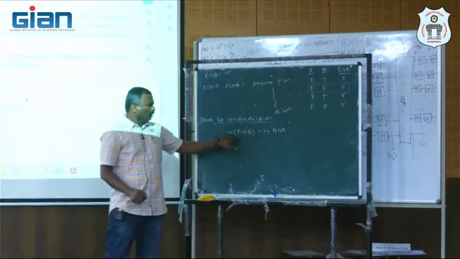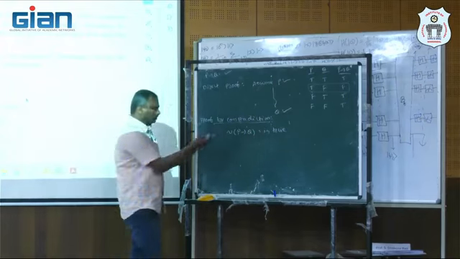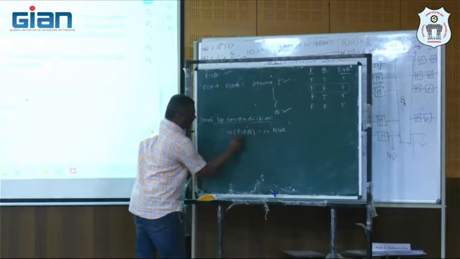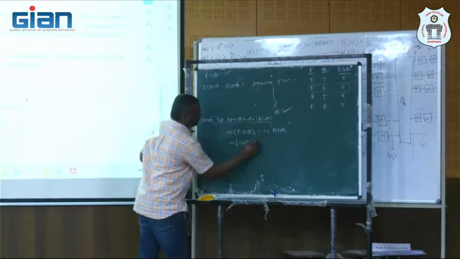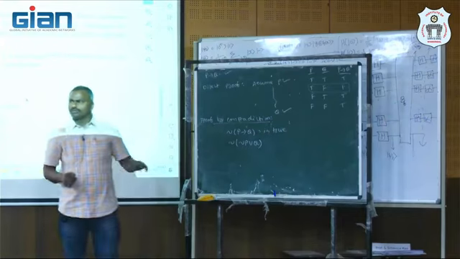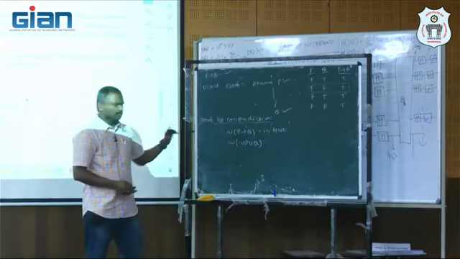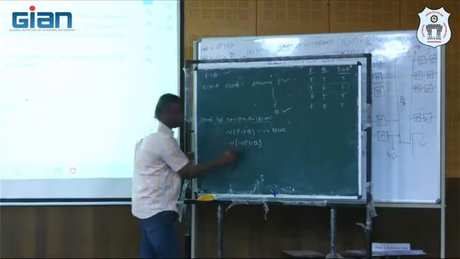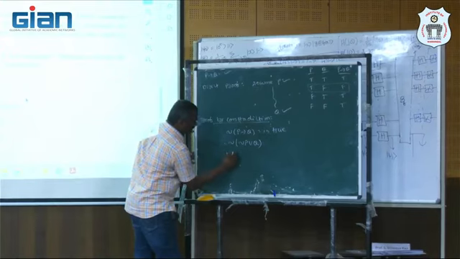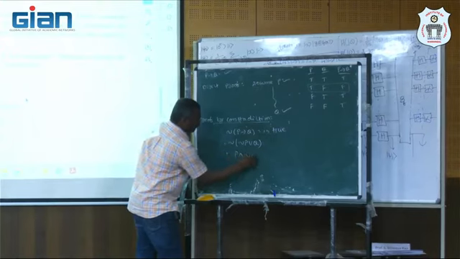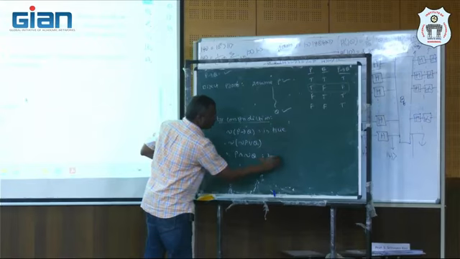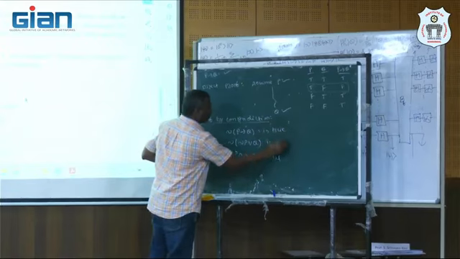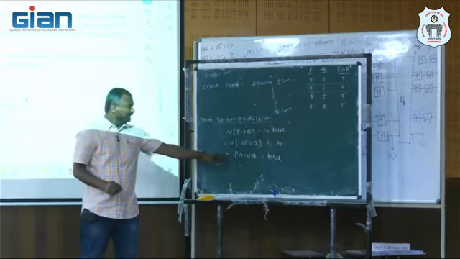Okay. What is P implies Q? There is an equivalent formula for that. P implies Q is also equivalent to negation P or Q. Now by De Morgan's law, the negation of this is the same as P and negation Q. This entire thing is true. That means, what is the advantage?